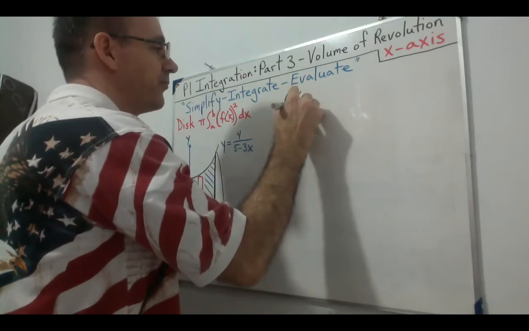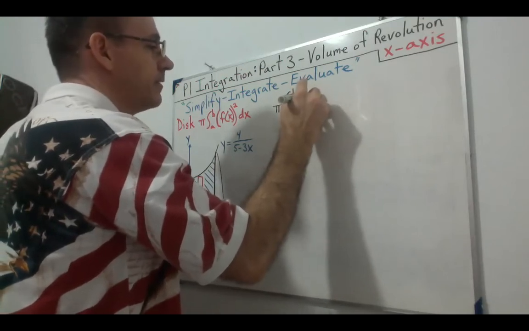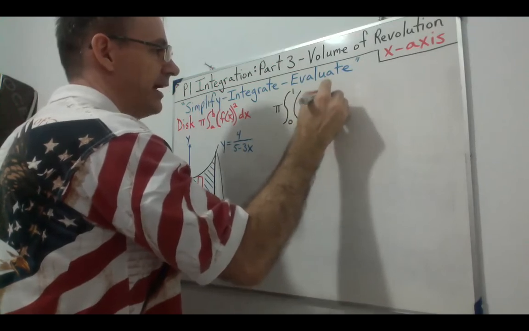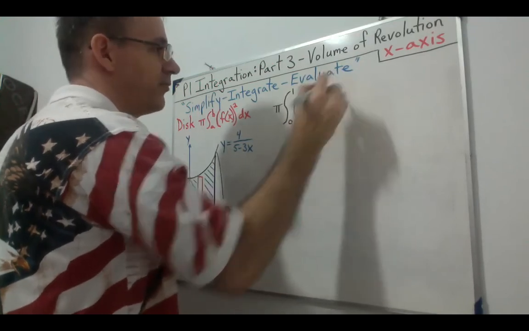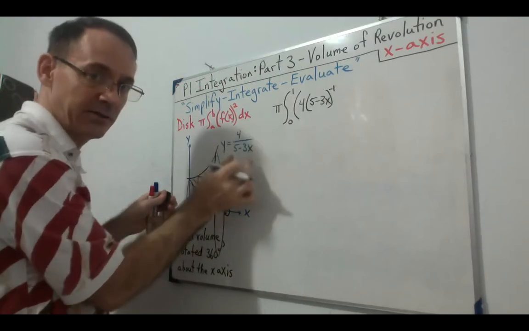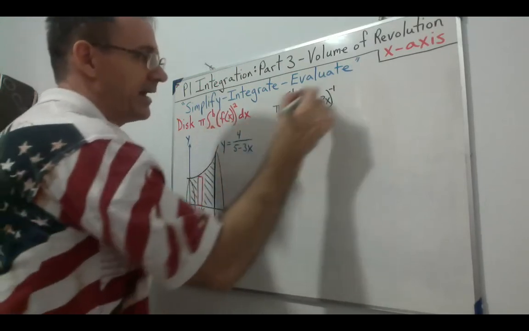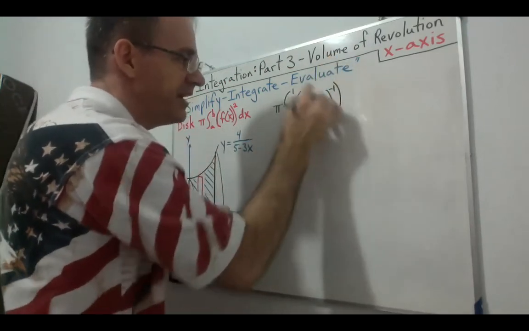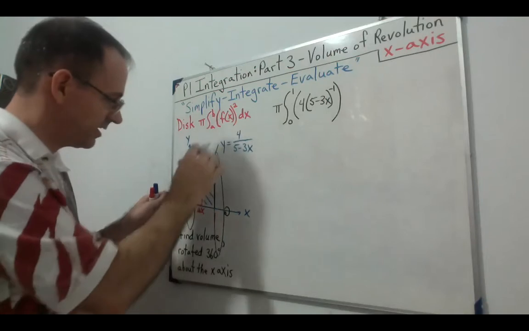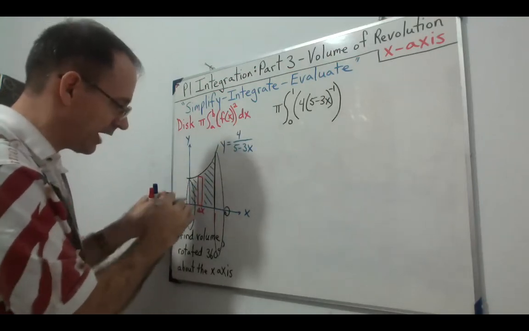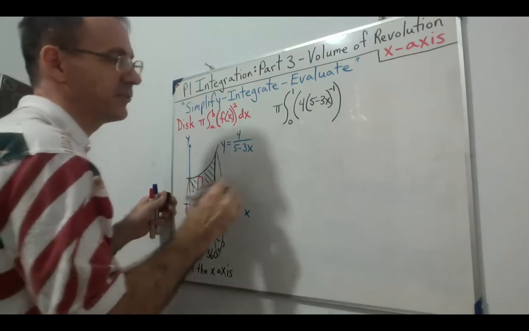So this will be 4 times 5 minus 3x to the negative 1 power. So this, we bring it upstairs or to the numerator and give it a negative 1 power. So this then is the radius, because it's the function that defines for us how far it is from our x-axis, the radius.